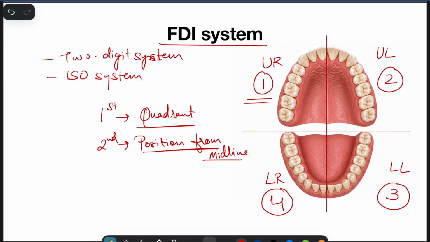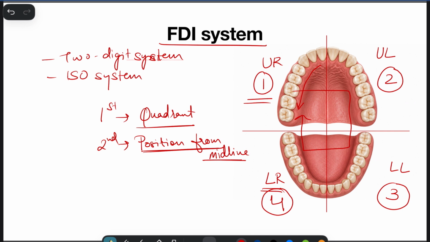The numbering moves in a clockwise direction from the patient's upper right side. Now let us discuss the second digit. The second digit represents the position of the tooth from the midline. So numbering starts from the center and moves backwards.